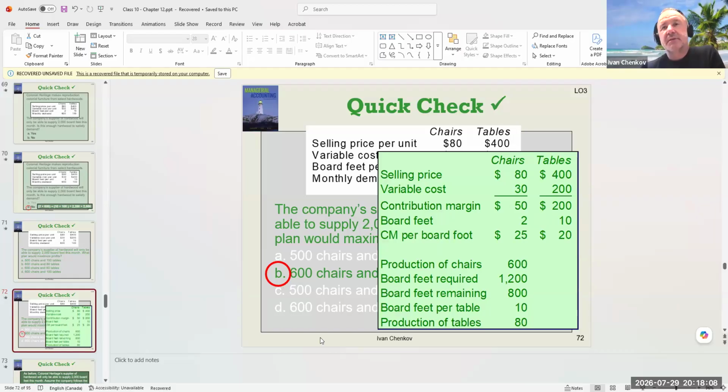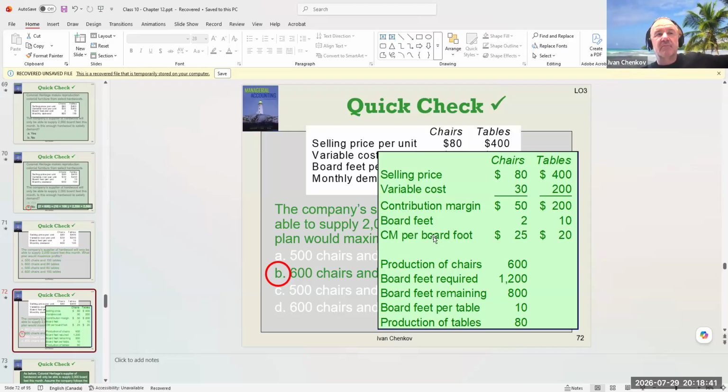So again, we're chasing the contribution margin which they originally generated. Since we're identifying that the board feet is our constraint, we try to get the contribution margin within the constraint. And we figure out that the $25 we're getting from the chairs contribution margin per board feet, tables is only $20. So that's why we're focusing on the entire demand for the chairs first. 600 chairs, we're using 1,200 board feet. With the remaining 800 board feet, we're going to do the 80 tables.